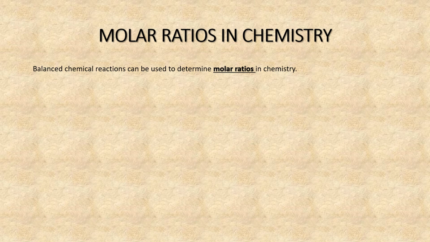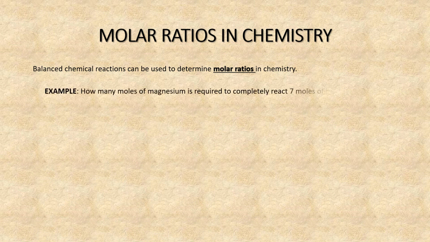Molar ratios in chemistry. Balanced chemical reactions can be used to determine molar ratios in chemistry. So what we can do is take what we've learnt from balanced chemical equations and what we've learnt from mathematics and ratios and put them together to solve a ratio problem in chemistry. So our sample question, how many moles of magnesium is required to completely react 7 moles of hydrochloric acid?